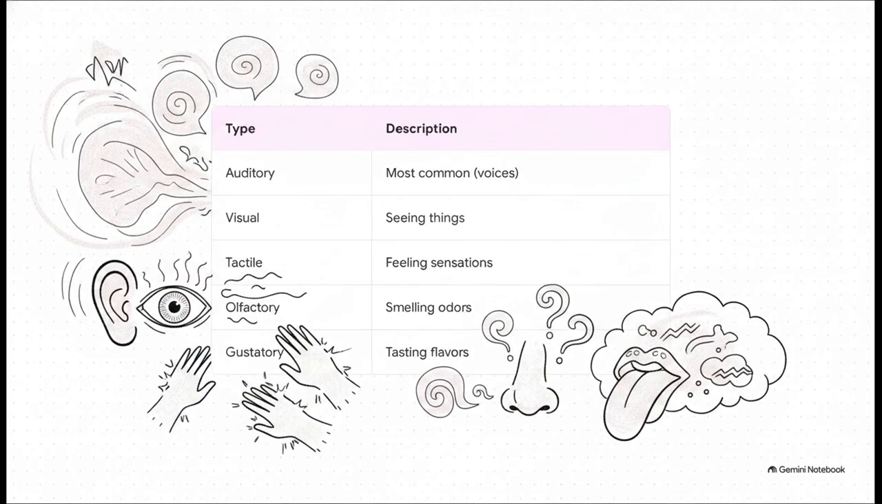Similarly, hallucinations, which, to be clear, are sensory perceptions without any actual external stimulus, can span all 5 of our senses: visual, tactile, olfactory, and gustatory. However, auditory hallucinations are by far the most prevalent, and specifically, these often manifest as voices that are constantly commenting on the person's behavior, or worse, actually commanding them to do things.